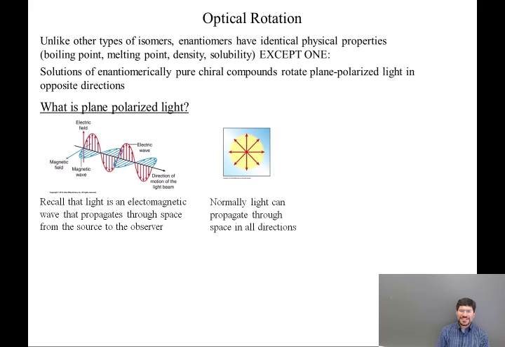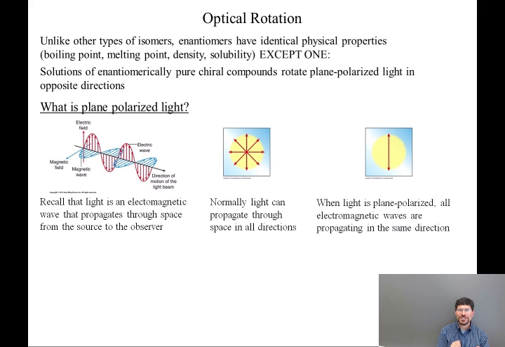What is important is that normal light, a light bulb, the sun, what have you, can propagate through space in all directions. So this red electric wave does not have to be pointing up and down. It can be pointing in and out towards you or away from you. It can be propagating at any intermediate angle that you want. So light can propagate through space in all directions.